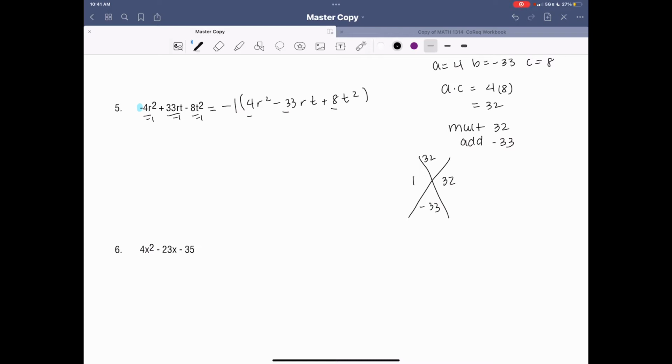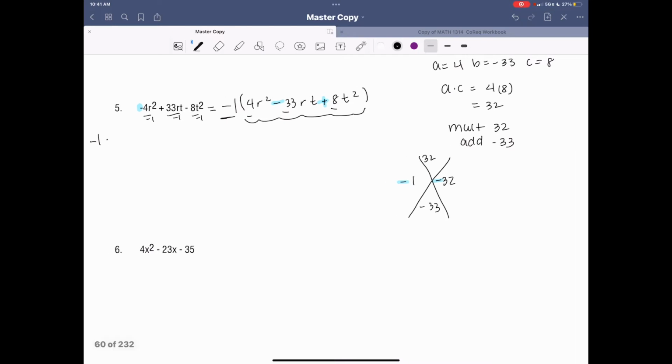So in this case, because 32 is positive and 33 is negative, I want to explain this. The signs were negative, positive. That means that both of my terms are going to be negative when I'm expanding. I also want to keep in mind that this negative 1 is just going to hang out, and we are expanding what is inside the parentheses. So the negative 1 is just going to hang out outside.